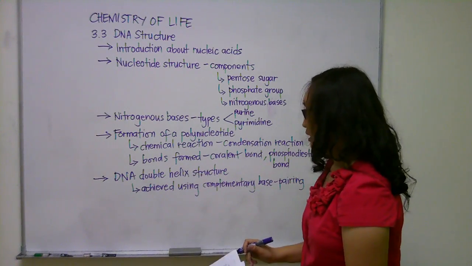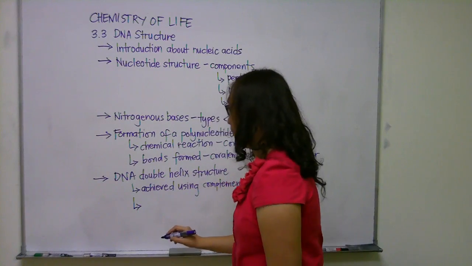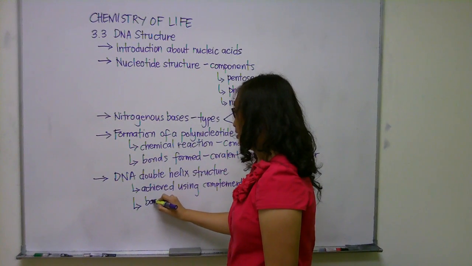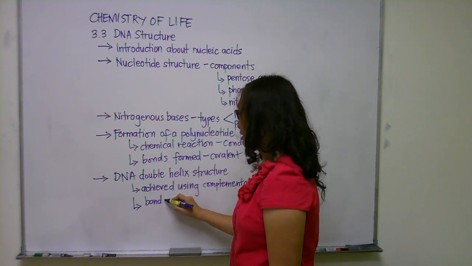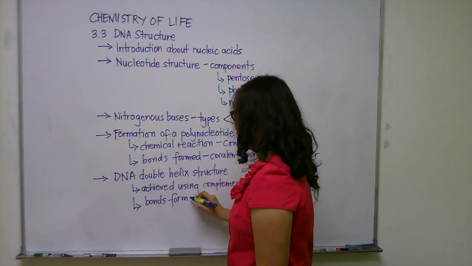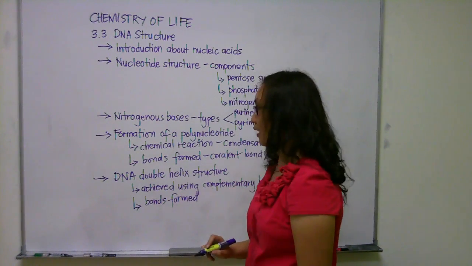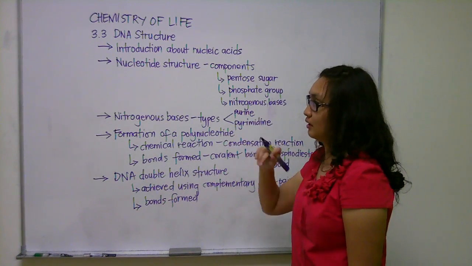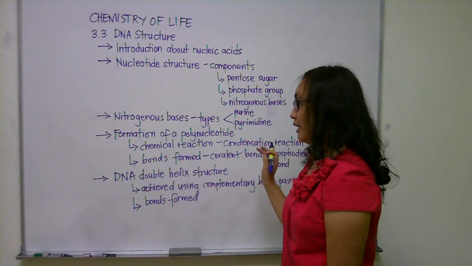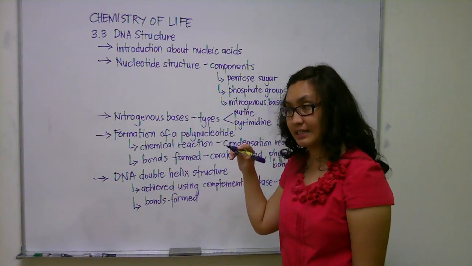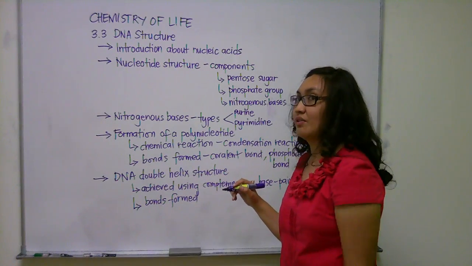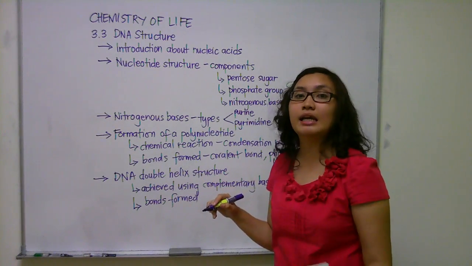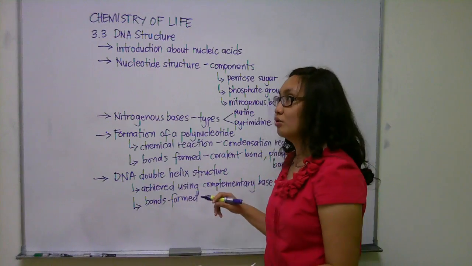Another thing that needs to be remembered is that under the DNA double helix structure, they have to be informed about the bonds that are formed within the whole structure. Okay, so to cap off the whole process of the DNA structure, the formation of the DNA double helix is actually a semi-conservative process, meaning the original DNA is used as a template to form the new DNA.